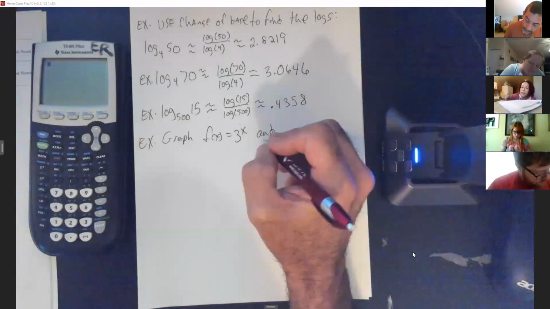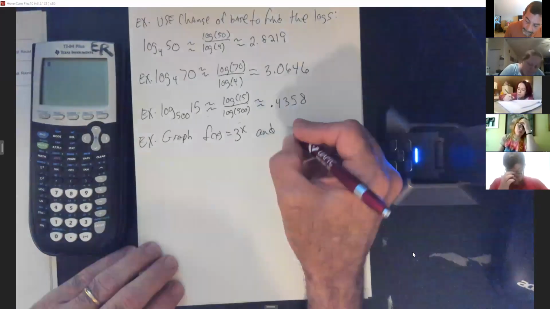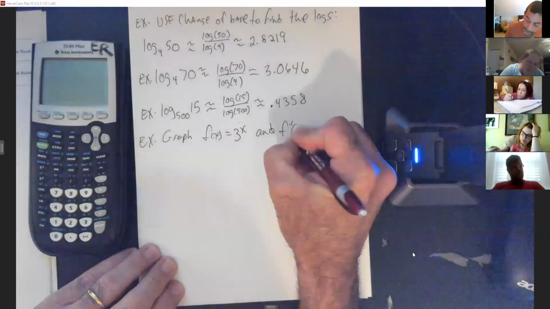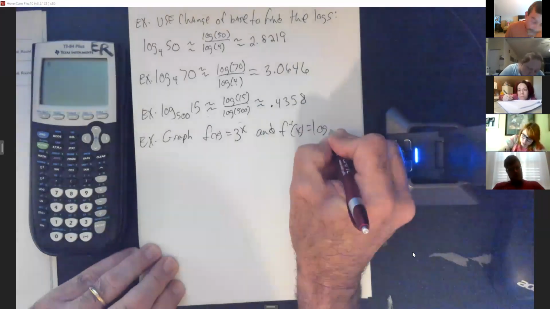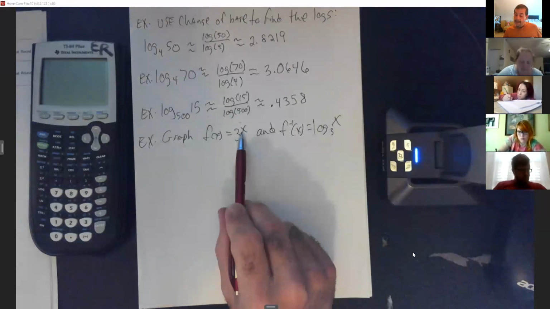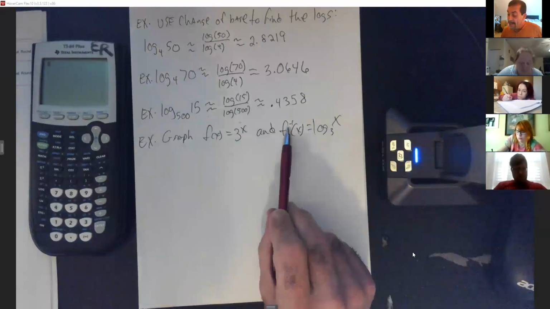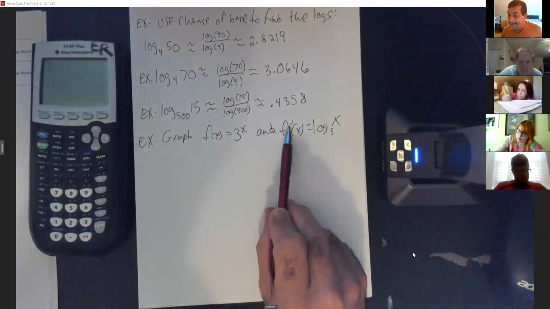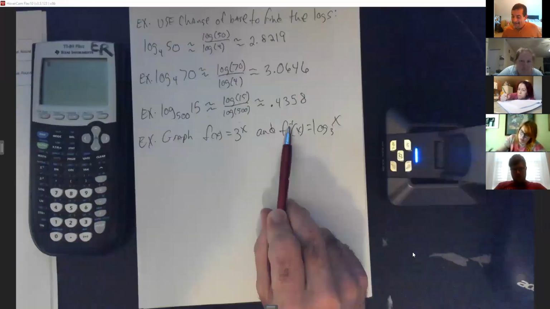That x should be an exponent, right? Yeah, I got f of x equals 3 to the x. And then this one is f negative 1 of x. Remember, that's inverse notation. Remember, f inverse from a while back is log base 3 of x.